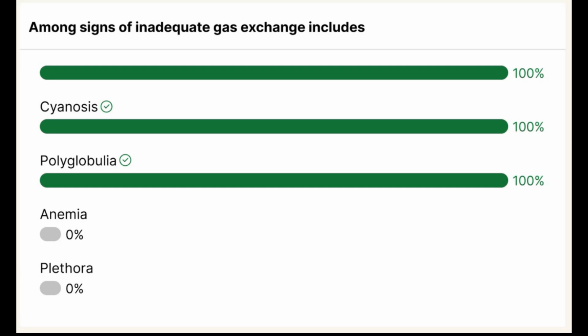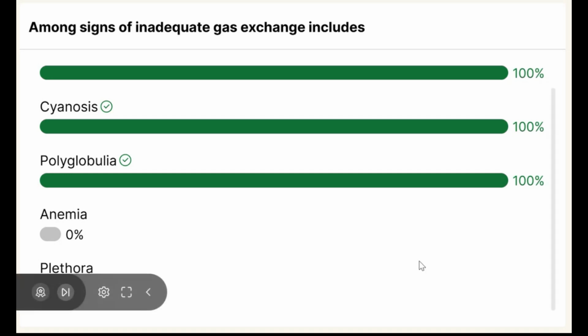And plethora is a condition where there's reddening of, for example, the face. This can occur in secondary polycythemia that occurs with inadequate gas exchange, but it usually is a symptom of polycythemia vera, which is a neoplastic condition.